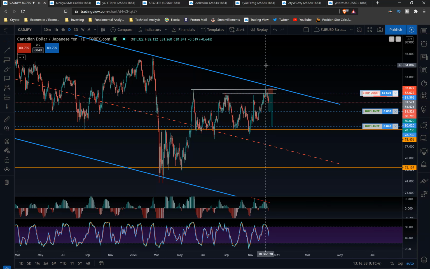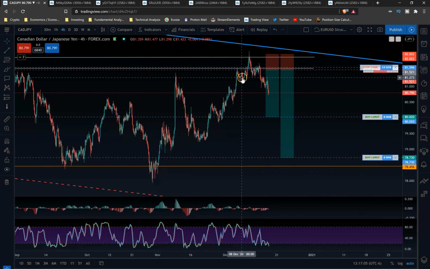Now on the daily, we had some classic bearish divergence where we made a higher high on price, but with lower levels of positive momentum, and that was my edge on the market, and I took that trade. Let's jump back to the 4-hour.